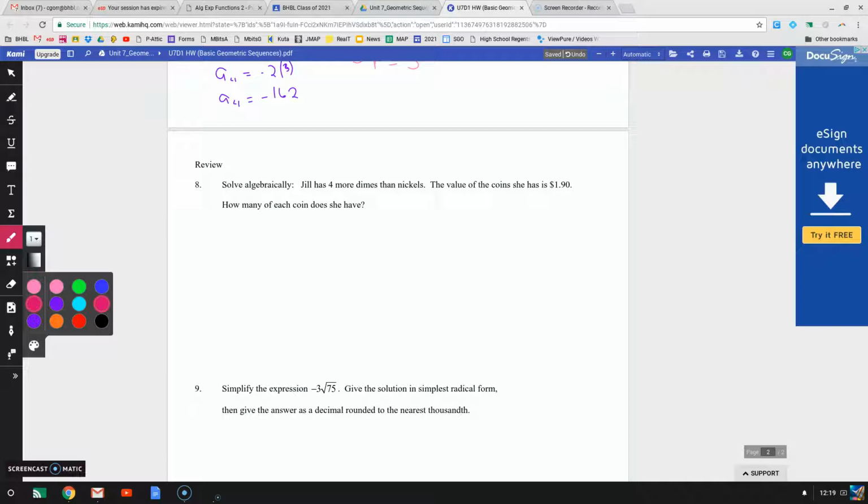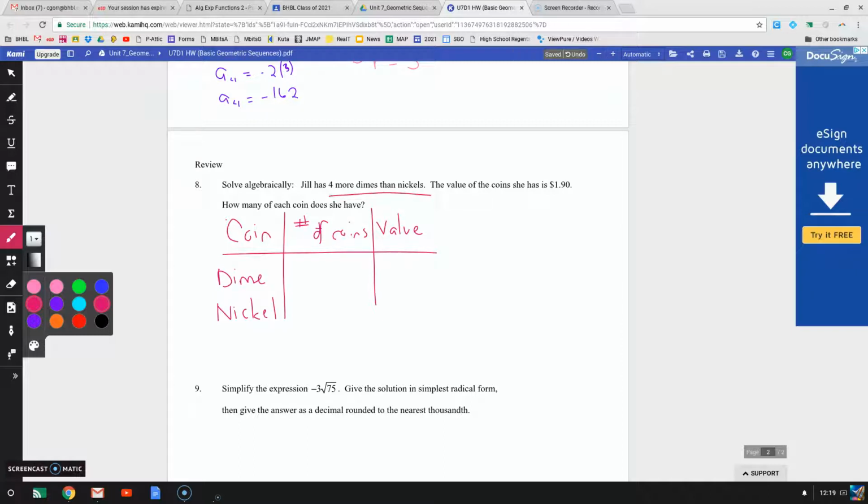So what we're going to do is we're going to set up a little graphic organizer where we have our coins. Oops, I'm going to erase that. Where we have our coins. We have our number of coins. And we have our value. So we know that we have dimes and we have nickels. It says that I have 4 more dimes than nickels.